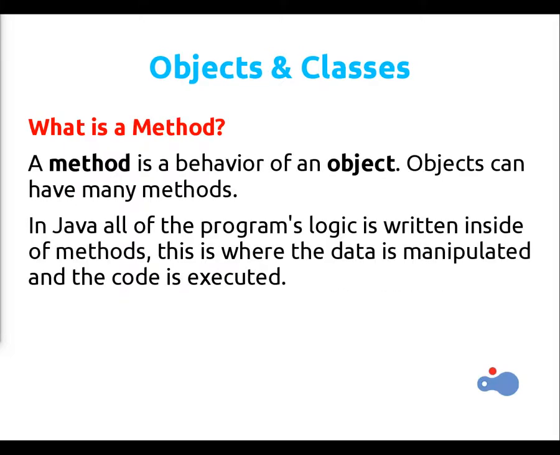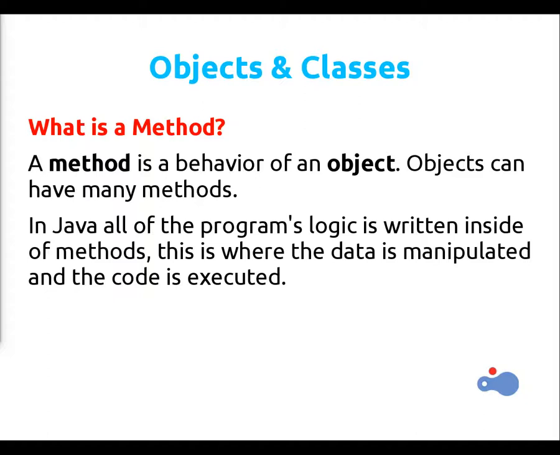What is a method? A method is a behavior of an object. Objects can have many methods. In Java, all of the program's logic is written inside of methods. This is where the data is manipulated and the code is executed.